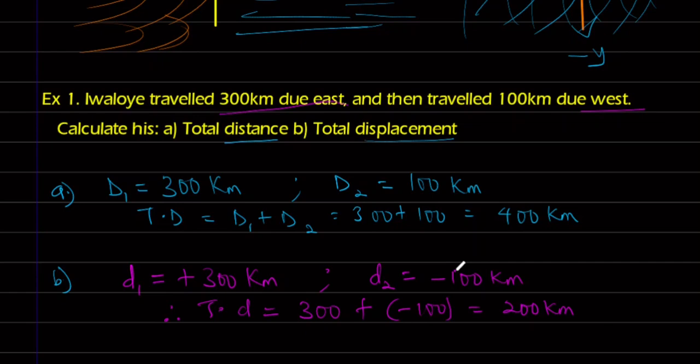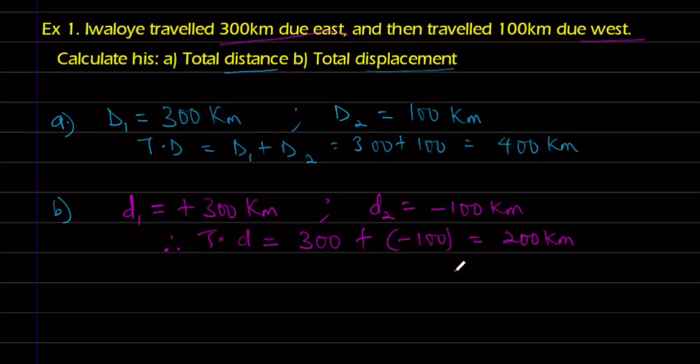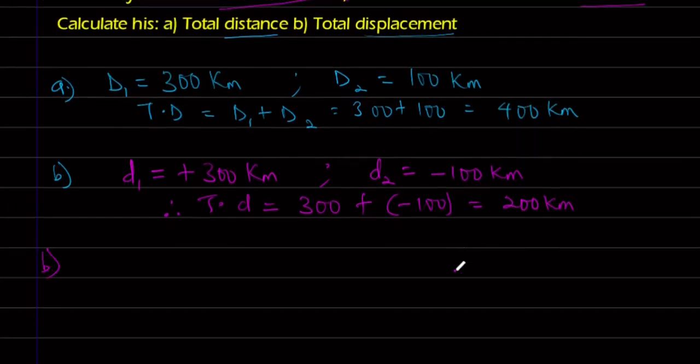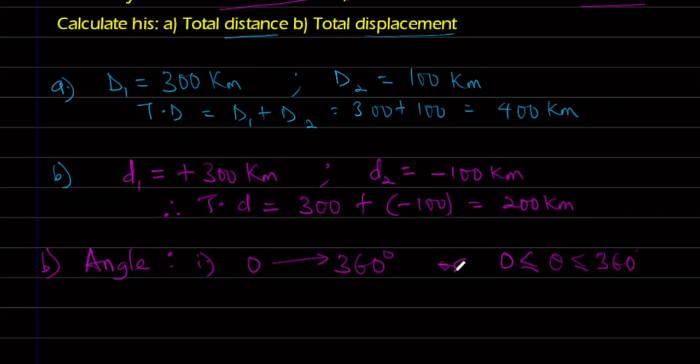Now that we have looked at the direction part of any vector, now let's talk about the angular part of the vector. Like we have said, there are 2 parts of any vector. We have the direction and we have the angle. So we are going to be starting with the first part of the angle, which is angle from 0 to 360 degree. That means the angle ranges from 0 to 360 degree. Mathematically, it means 0 is less than or equal to theta or alpha, which is less than 360 degree.